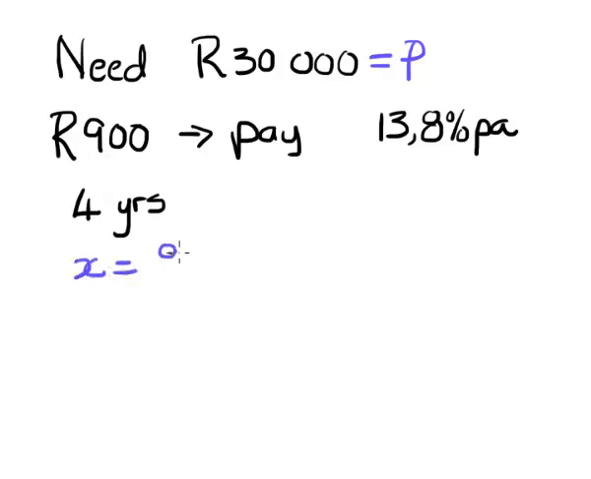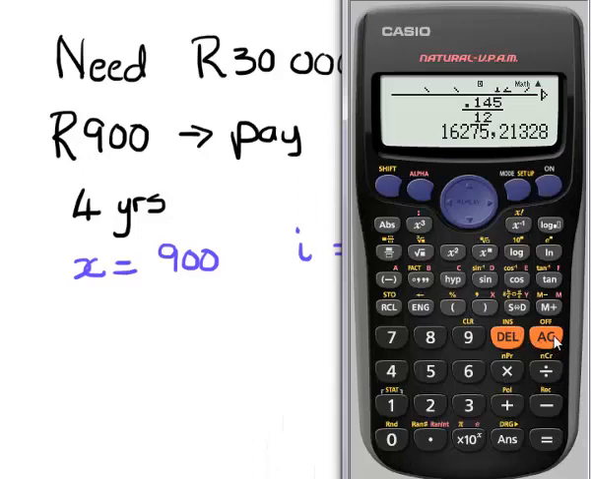Our x is 900. Our I value is 0.138 divided by 12. And again, we can check to see whether that works out well or not. So 0.138 divided by 12. Remember, the calculator will always give it to you as a fraction. Okay, there's a fraction. Okay, that's a nice amount. So we can actually take this amount and put it into our calculator.